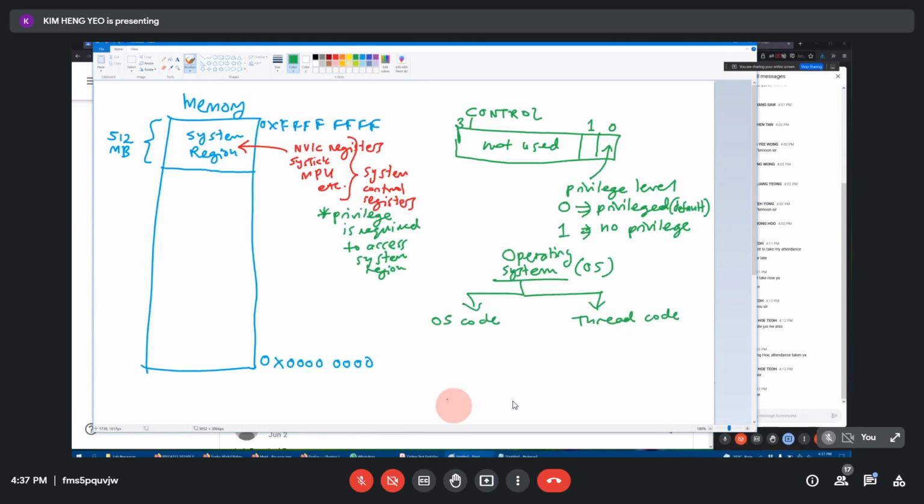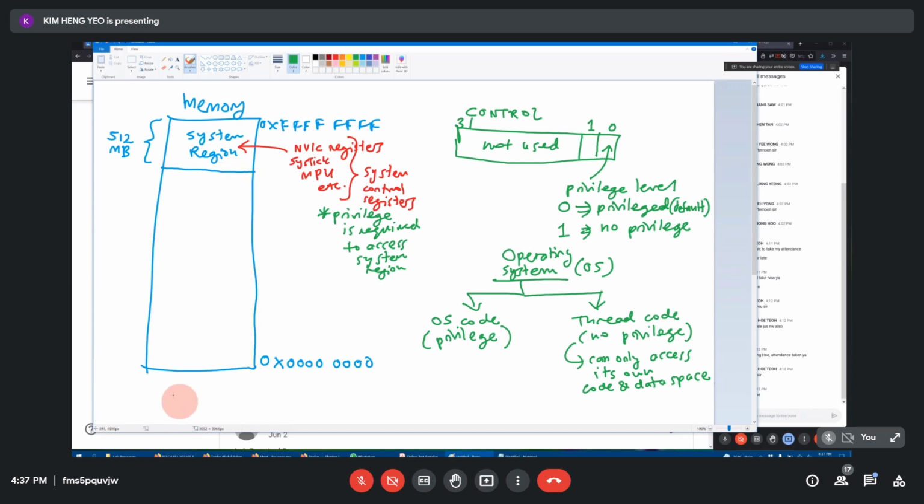So the operating system is normally given privilege, while thread code has no privilege. We don't give it privilege. So thread code has no privilege, right? The thread can only access its own code and data space. Thread has no privilege. How do you do that? Because by default, only the system region requires privilege. Everything else doesn't require privilege.